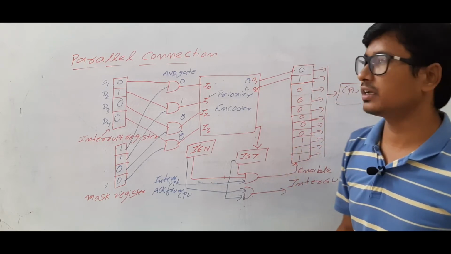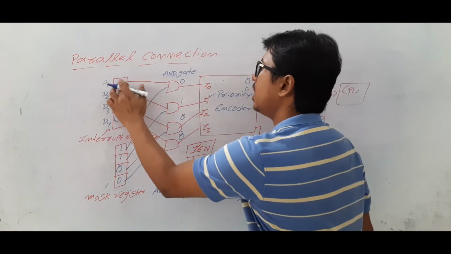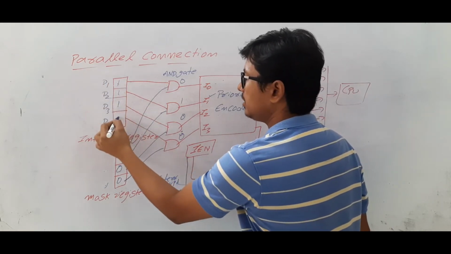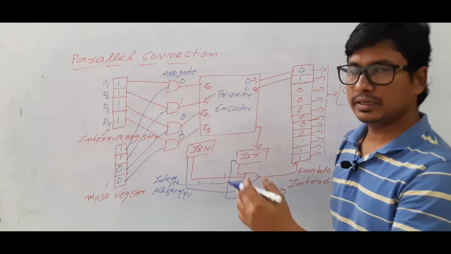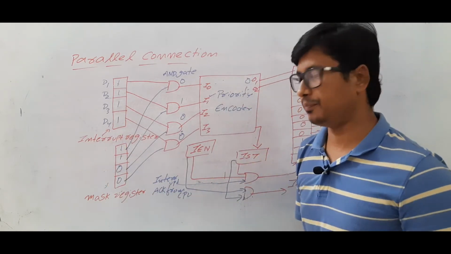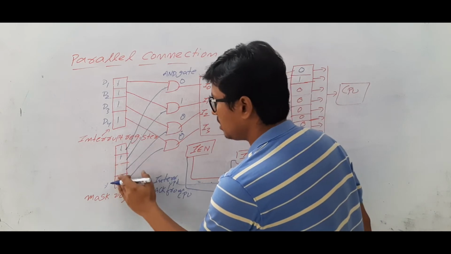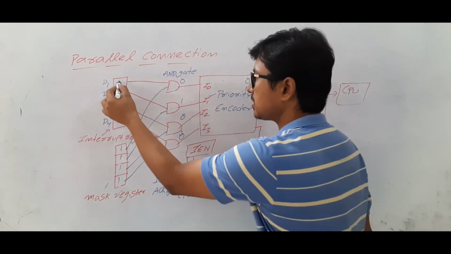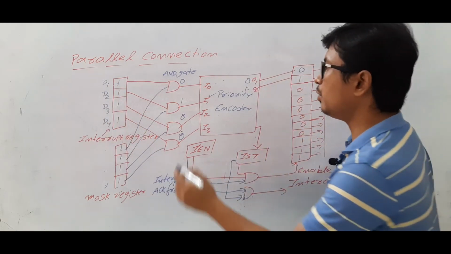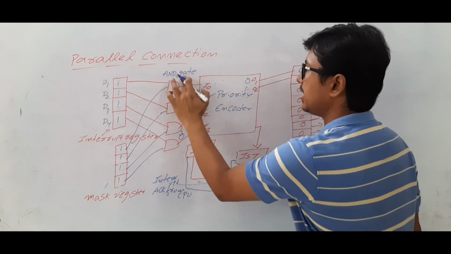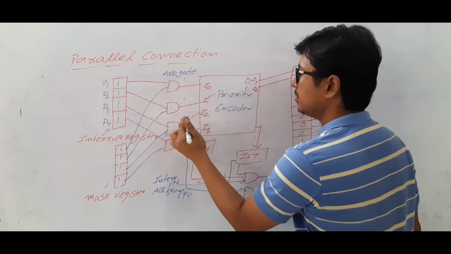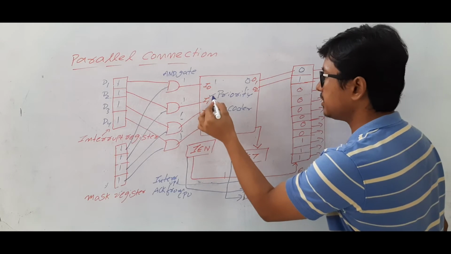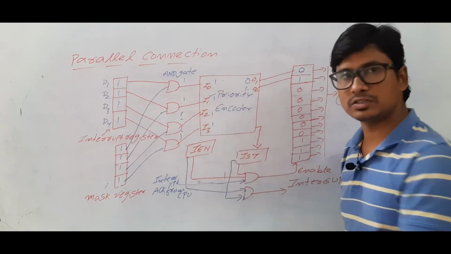Now let's take that all devices want to communicate. All the devices want to interact. Then what will happen? All these bits will be 1. Am I right or wrong? Now all these bits are 1 and all the devices are 1. Now what will happen? All the AND gates will give the output as 1. Am I right? Then this is also enabled, this is also enabled, this is also enabled, this is also enabled.